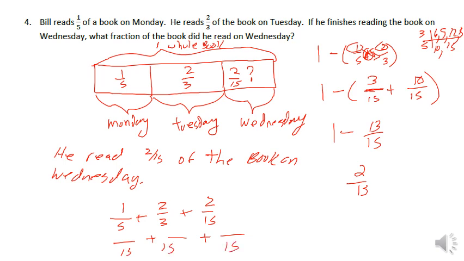Well, I know 3 times 5 is 15, so 3 times 1 would be 3. 5 times 2 is 10, and that one's already in the 15ths. So when I add them up, I got 3 plus 10 is 13 plus 2 is 15, and it checks because that's 1 whole.